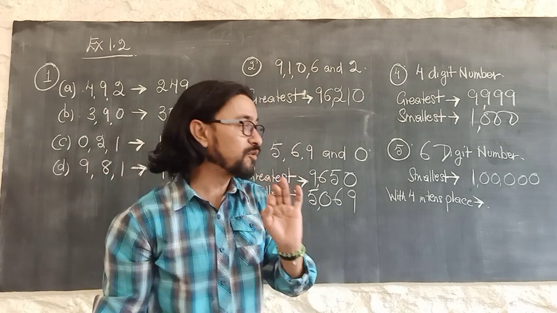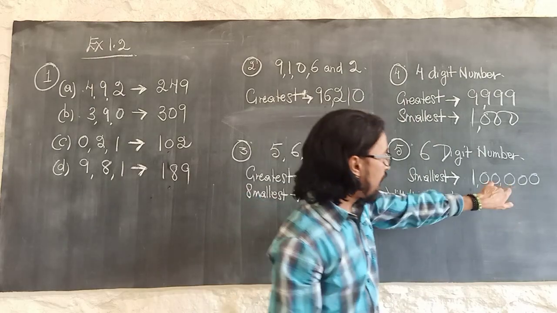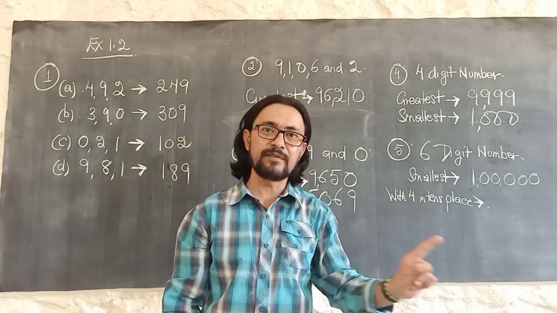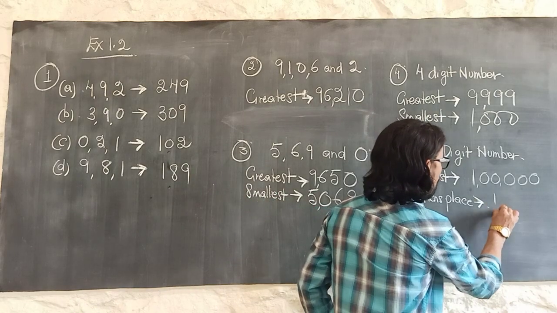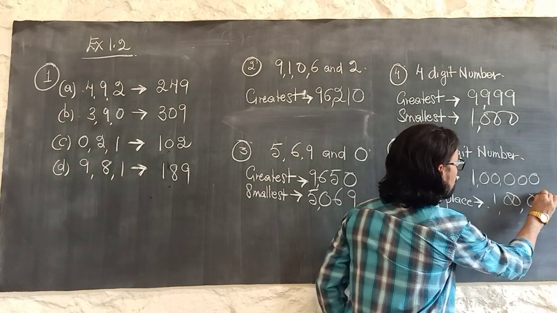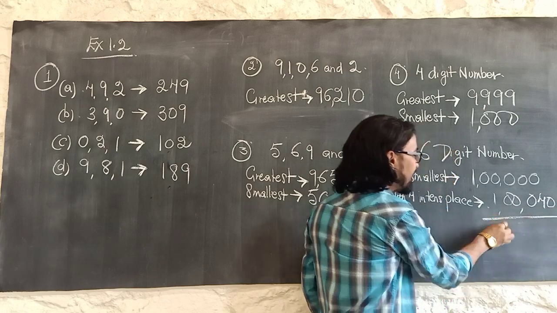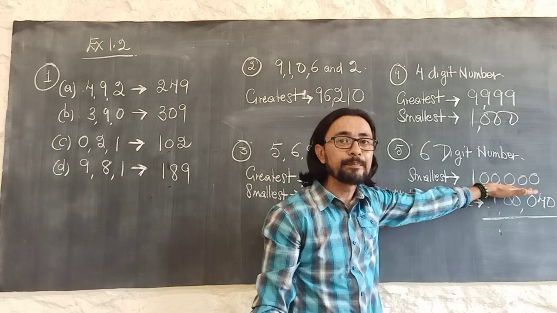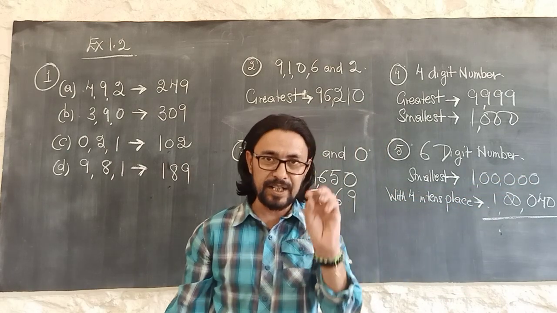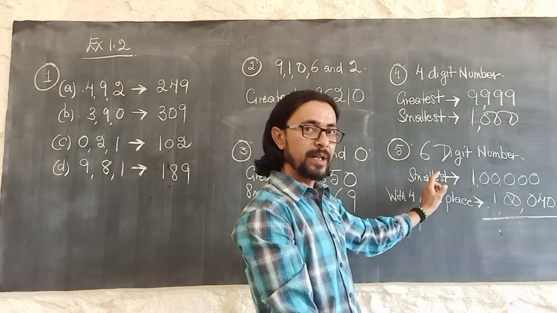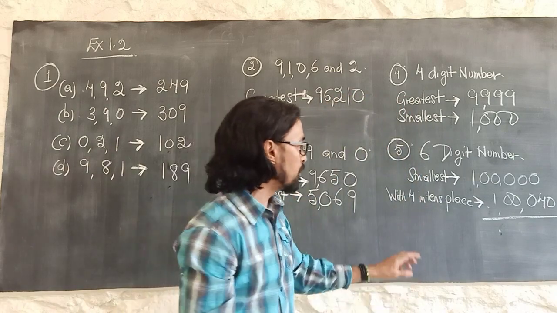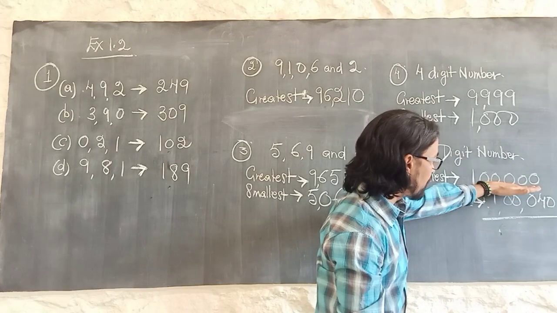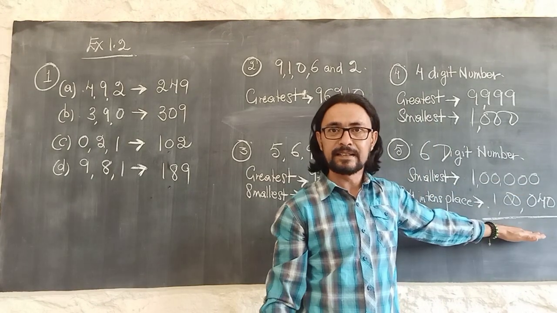But I want 4 in the tens place. So I will remove the 0 from the tens place and I will put 4 there. And it will become 1, 0, 0, 0, 4, 0. So this is the answer. But I first have to find out my smallest 6-digit number, and in that smallest 6-digit number 4 should be in the tens place. So this is taken as reference to get this as the answer.